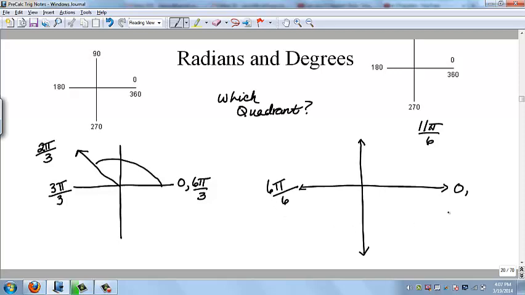When I come over here, I know it's doubled. That's 12 pi over 6. Where is 11 pi over 6? Well, you count. Here's 6. Go all the way over here. 11 is right before 12, so I'm in the 4th quadrant.